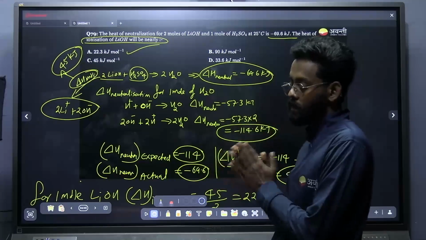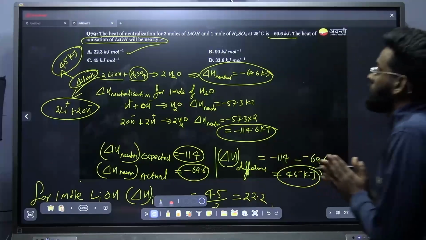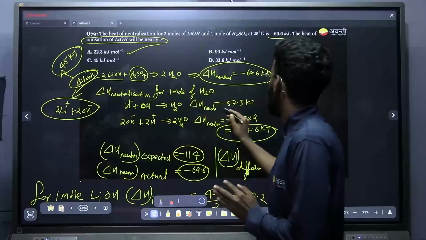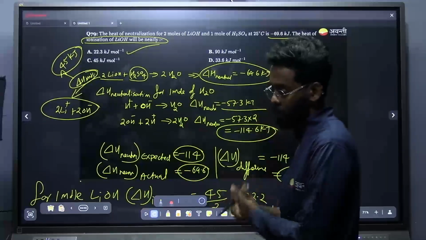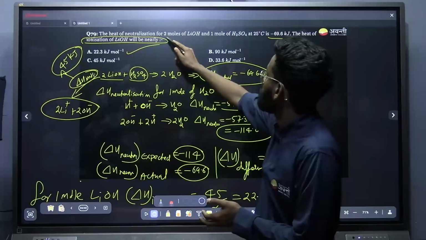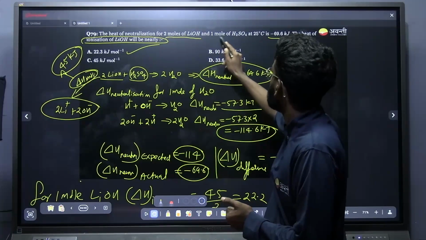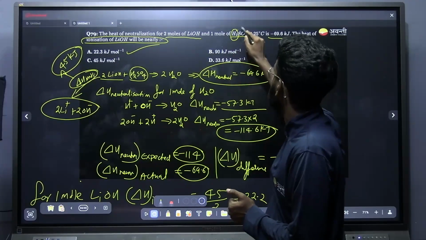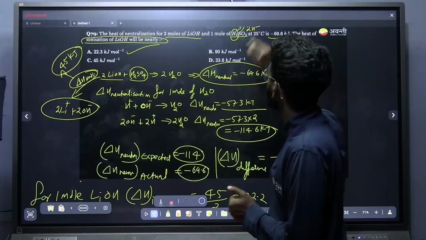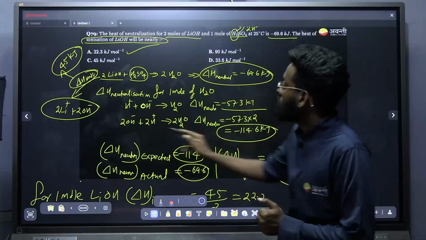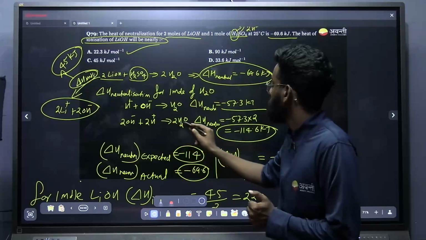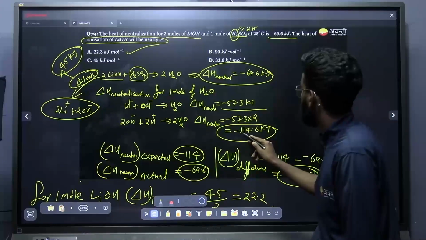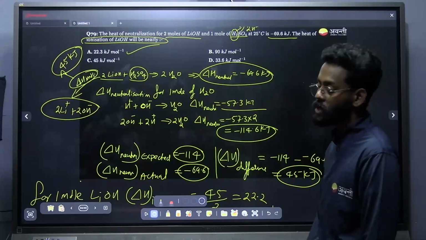According to the experimental evidence for neutralization, if 1 mole of H plus reacts with 1 mole of OH minus, we should get minus 57.3 kilojoule of energy. And here we have taken 2 mole of OH minus and 2 mole of H plus, since 1 mole of H2SO4 gives 2 H plus. So 2 OH minus plus 2 H plus should give 2 H2O, and according to the experiment, it should release minus 114.6 kilojoule.